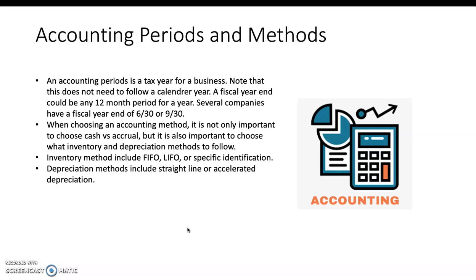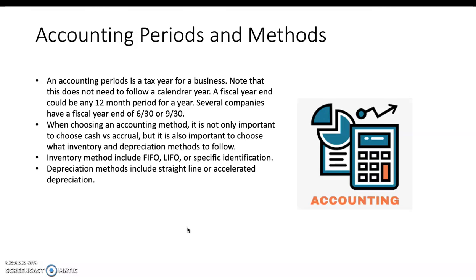Accounting periods and methods. An accounting period is a tax year for a business. It's important to note, though, that this does not need to follow a calendar year. A fiscal year end could be any 12-month period. I work in banking, so several of the companies I see actually have a 6/30 year end, so 12 months for that or 9/30.